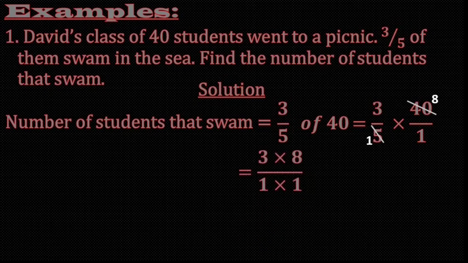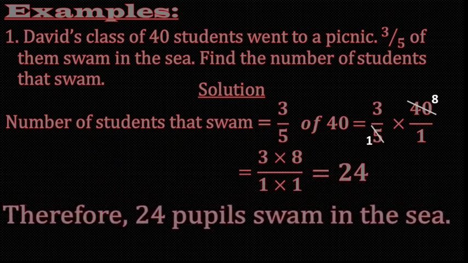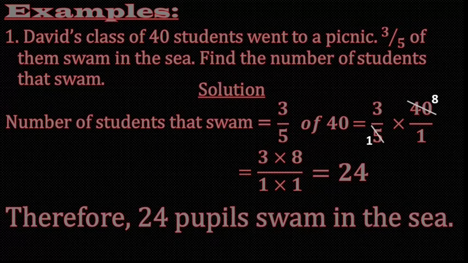I'm left with 3 times 8 over 1 times 1, which will give me what? 24 as my answer. Now don't just give your answer as a number. Since they gave you a word problem, you could also give them a word answer. So please make it in the form of a word. So you could say that therefore, 24 people swam in the sea.